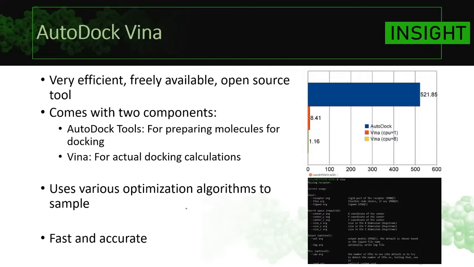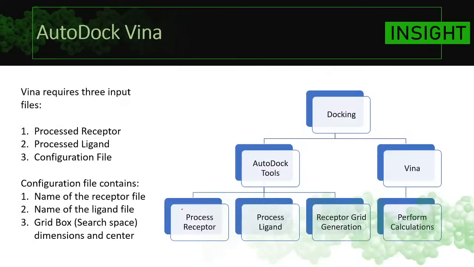AutoDock Vina uses genetic algorithm or optimization algorithms to sample the search space as efficiently as it can. And it's an extremely fast algorithm. You will see the results very quickly, as we will do some demonstrations of this.